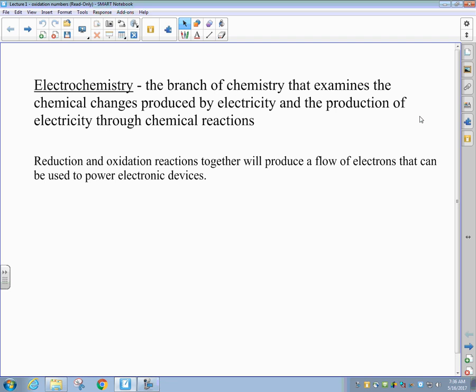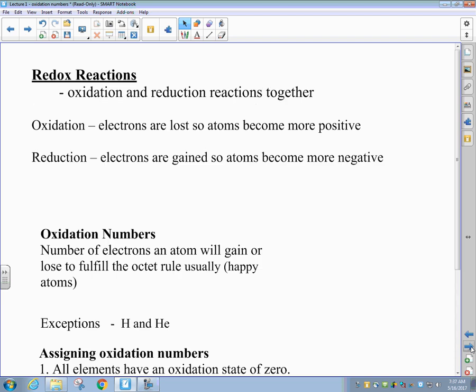So we're really going to be interested in looking at a specific type of chemical reaction that we discussed in the fall called redox reactions. Redox reactions stand for reduction and oxidation reactions. These together will produce a flow of electrons that could be used to power electronic devices, like a battery. In a later lecture, we'll discuss how batteries work. For now, we will talk about redox reactions.